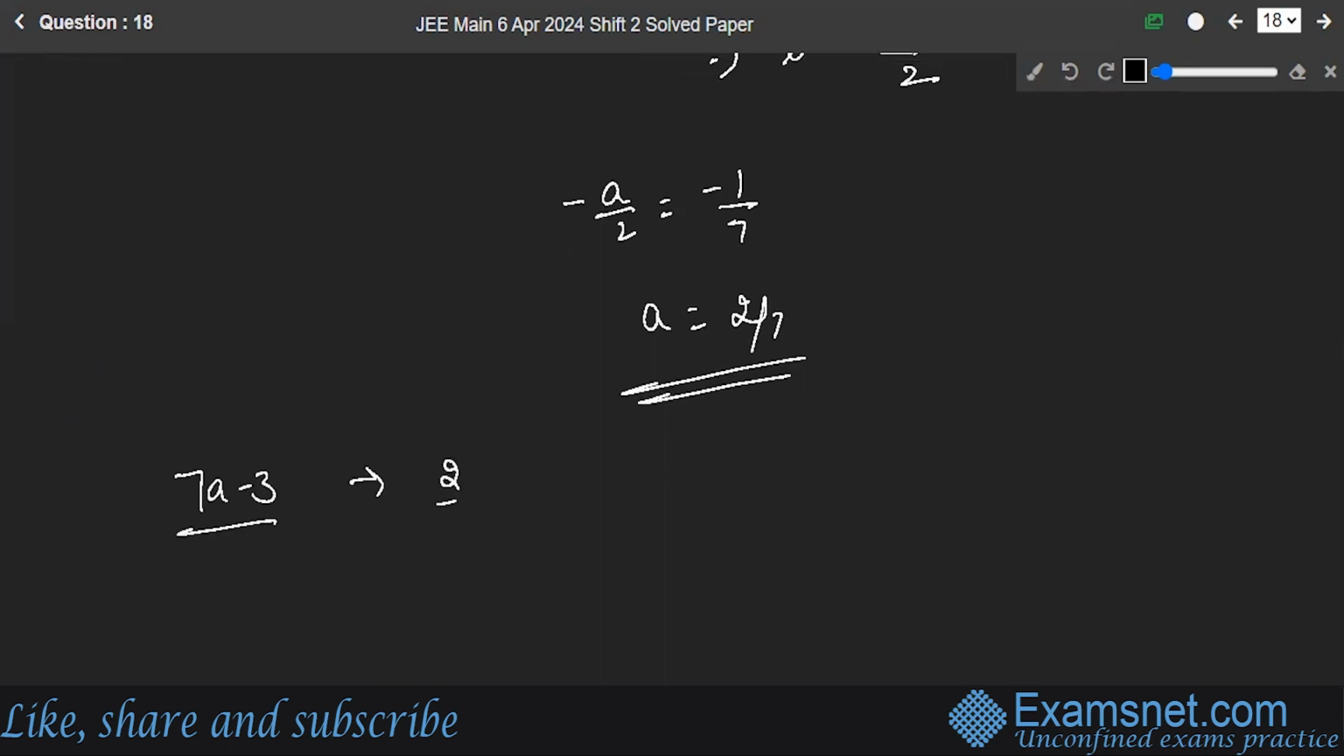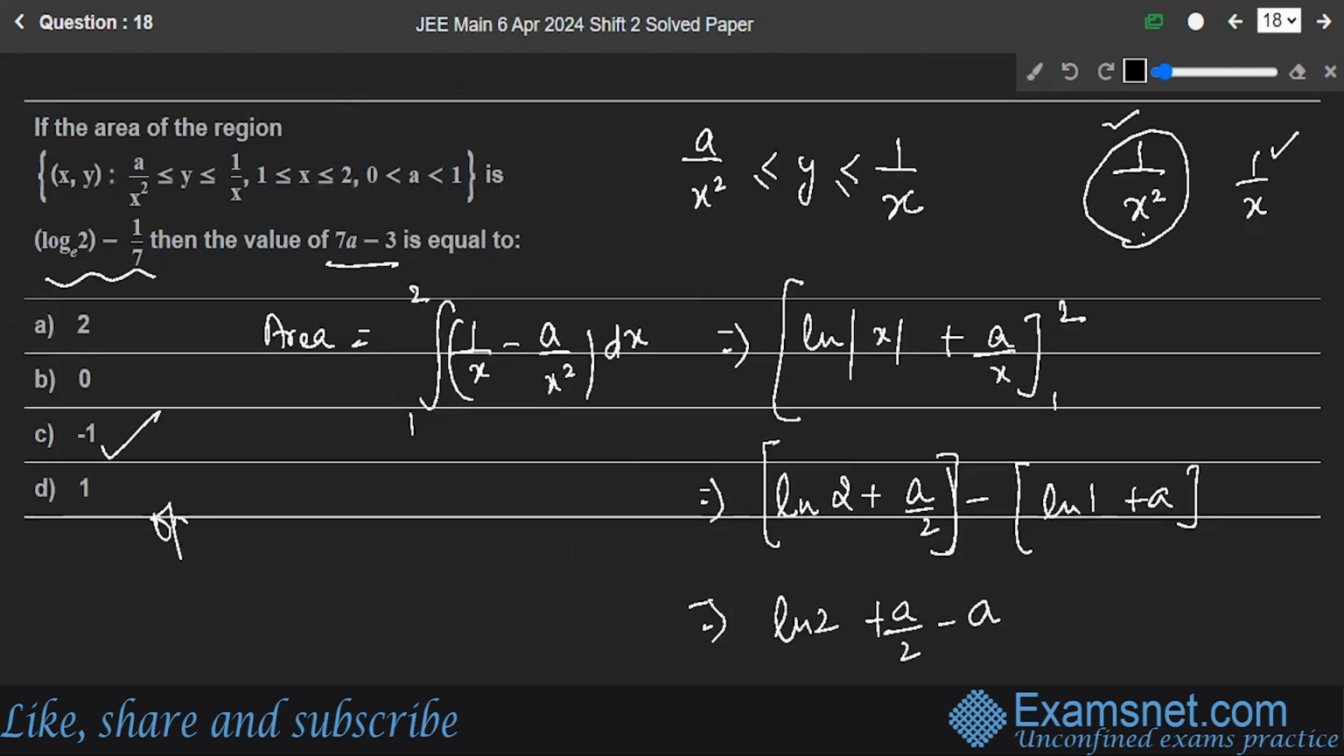So this will be equal to minus 1. This is the answer to the question, minus 1. You have C option as the correct answer. Hope you got that. Let's move to the next question.